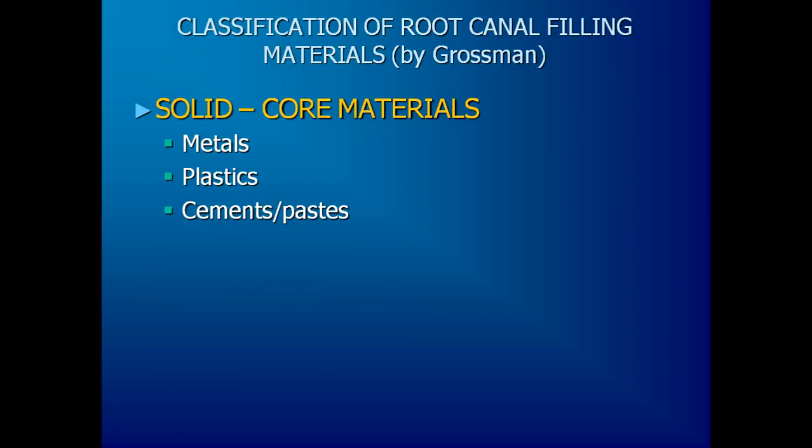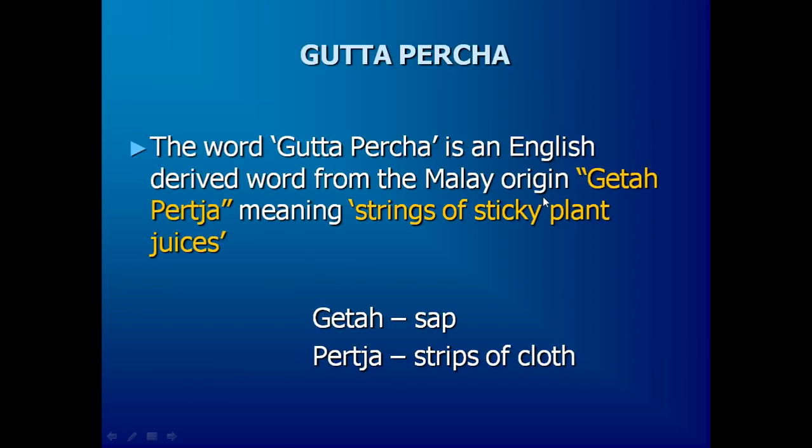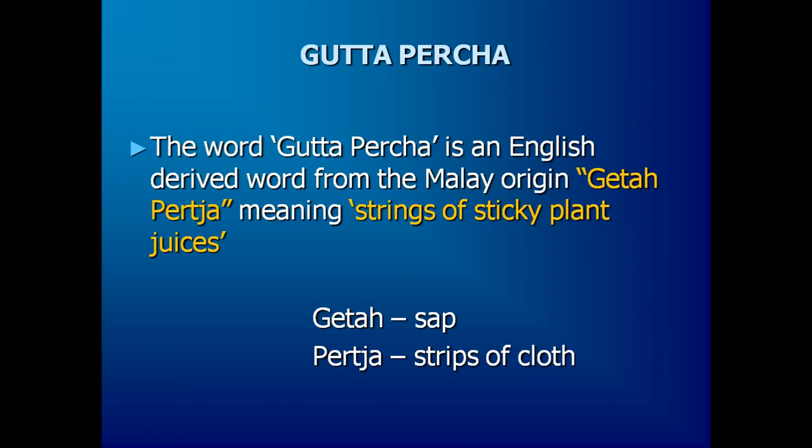Among the materials used, ideally there were metals, plastics, cements or pastes. The first one known to mankind was a bronze wire, which was used to obliterate the pulp space. Later it was gold foil by Hudson. Then many other materials were attempted to fill the root canal space, but the breakthrough was by Hill in 1847 by his introduction of gutta percha, which is also commonly called Hill's stopping. This caused a major breakthrough, and this is the most commonly used obturating material.